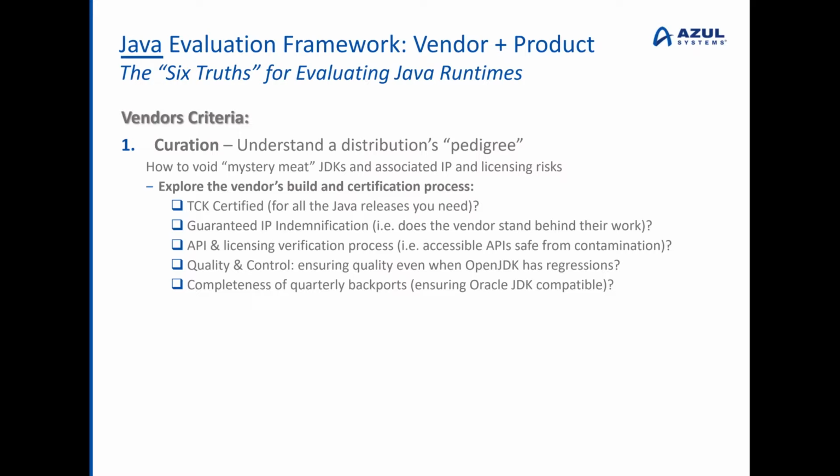There are JDKs out on the internet. There are Docker images that contain JDKs where the origin of those JDKs is unknown. And those unknown JDKs carry associated IP and licensing risk, as we talked about. So it's very important that as an ISV looking to identify a reference implementation to base their Java certification on, you spend some time understanding the vendor's build certification and their curation process, as we talked about.